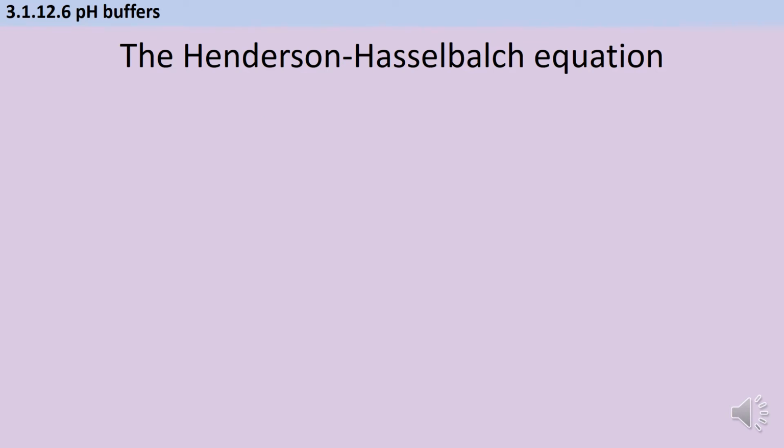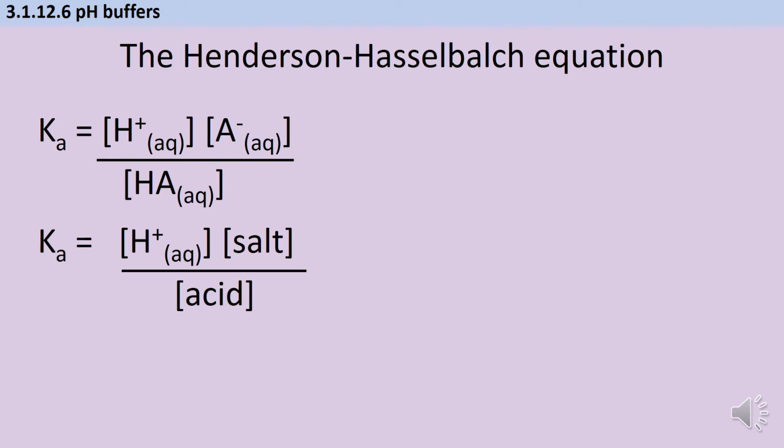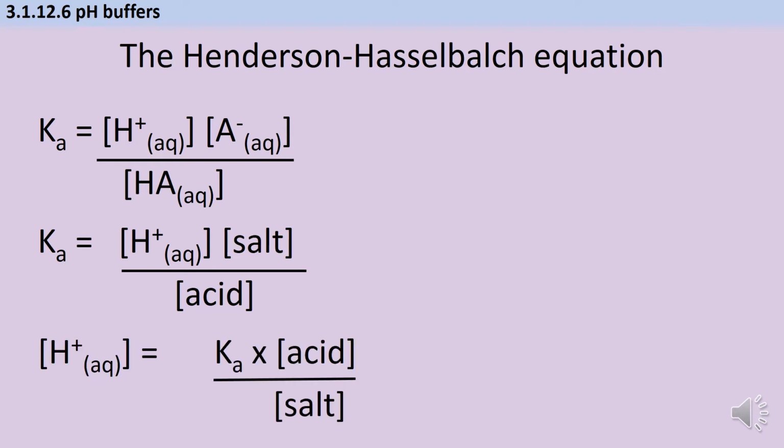You're already really familiar with Ka, and you know that it can be expressed in terms of the concentrations of hydrogen ions, anions, and the undissociated weak acid. In other words, Ka = [H+] multiplied by [salt] over [acid]. And of course we can rearrange that expression to make hydrogen ions the subject.